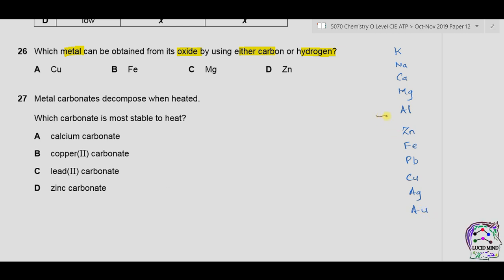Now the metals present below aluminum can be reduced with the help of carbon, while the metals present below lead can be reduced by hydrogen too. So these are the metals that can be reduced by both carbon and hydrogen. So we have copper, silver and gold. So A is correct. B, C and D are wrong. The answer is therefore A.